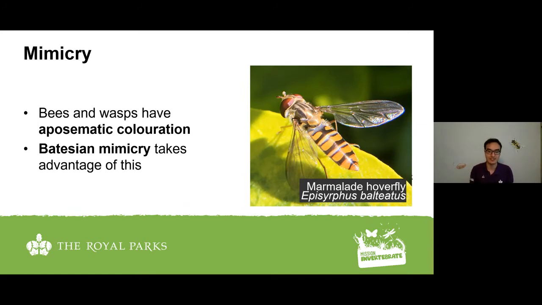And hoverflies take advantage of this. So they have very similar coloration and very similar patterns to deter predators. And this is called Batesian mimicry. It's basically trying to look scarier than you actually are. And so many hoverflies will emerge as adults slightly later in the year than the bees and wasps that they're trying to mimic. So the peak time to find hoverflies flying is in the late summer, July or August time, slightly after when bees are at their peak.